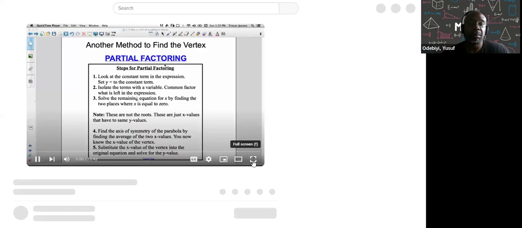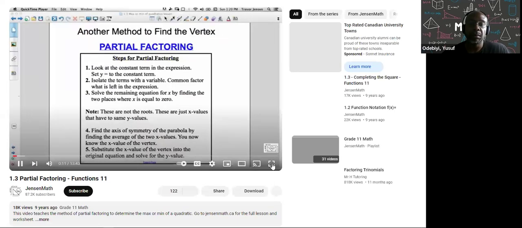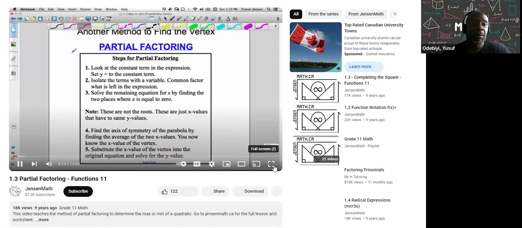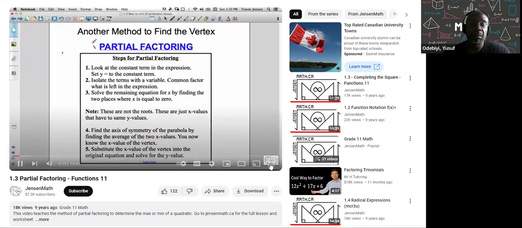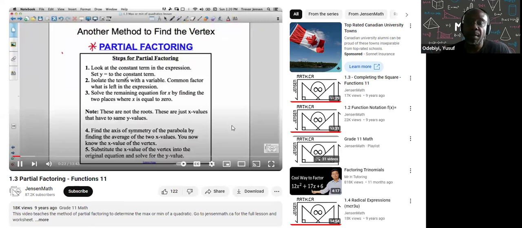Okay, here's another part to the 1.3 finding the max or min of a quadratic lesson. In the first part of the lesson, I reviewed with you how to find the max or min using a method called completing the square. In this part of the lesson, I will teach you how to find the max or min of a quadratic using the method of partial factoring. Okay, so here are all the steps to partial factoring. If you want, you can read through them right now. Just pause the video and read them. I'll reference them as I go through the examples and explain as I go along.